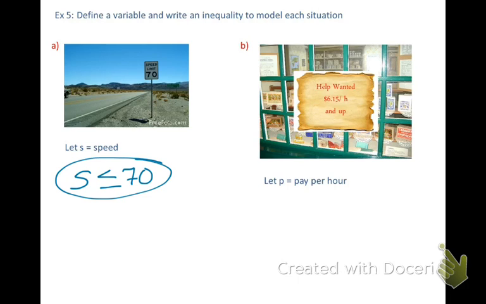Alright, B. It says let P equal the pay per hour. So I have P. I can have 6.15 per hour and up, so it's going to be greater than or equal to 6.15. There's your answer. Goodbye.